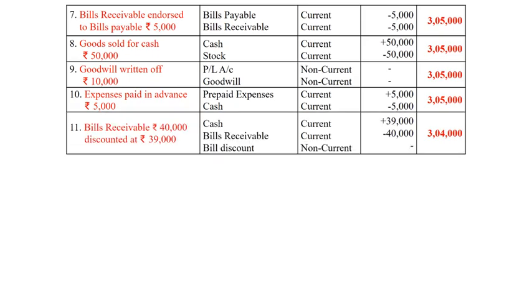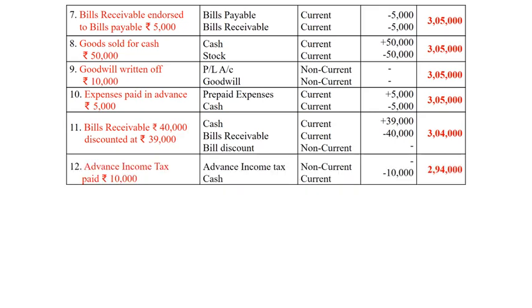Bills receivable 40,000 discounted at rupees 39,000. So in the place of bills receivable, 39,000 cash is coming in. Accounts impacted are cash, bills receivable and bills discount. So bills discount will go to profit and loss account. Okay? So it is non-current in nature. Bill discounting is non-current. Therefore 39,000 cash is increasing in the place of 40,000. Therefore a 1,000 decrease is there. It will impact working capital, that is 3,04,000.